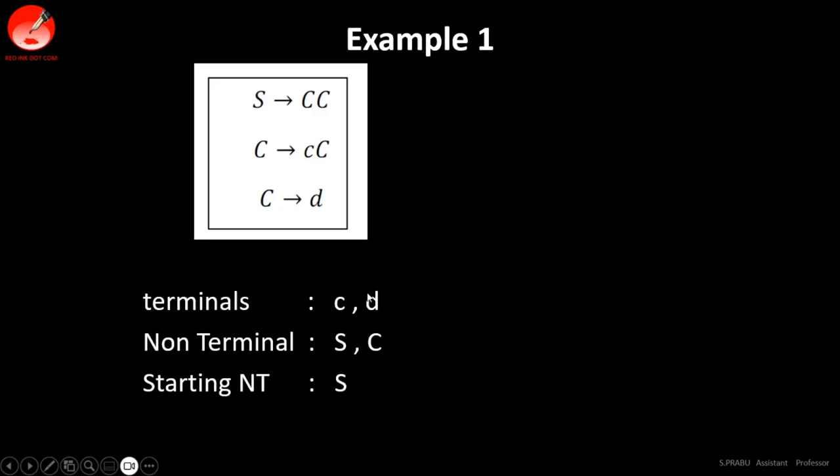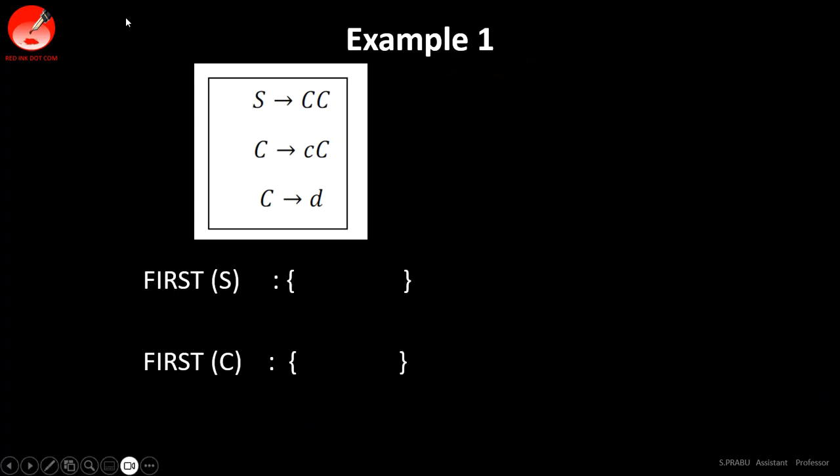Let's see one example. Here, the terminals are small c and small d. Non-terminals are capital S and capital C. So we find the FIRST of capital S and capital C. The rule starts from capital S, so the first element is capital C. If the first element is capital C, you can find the FIRST of capital C and then copy it into the FIRST of S. So we first find the FIRST of capital C.